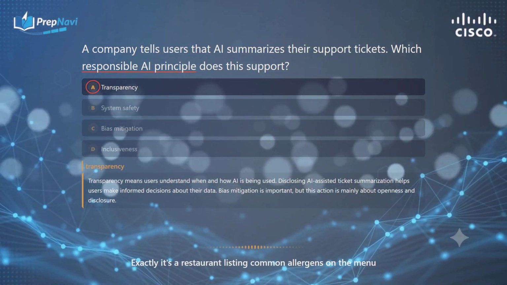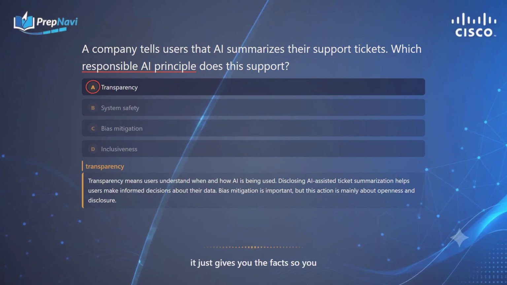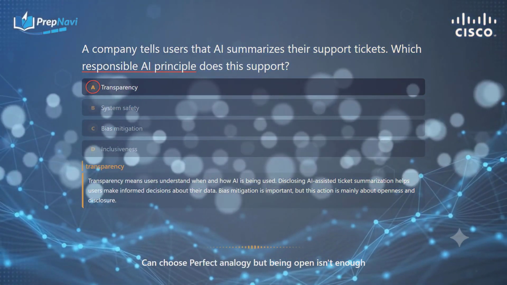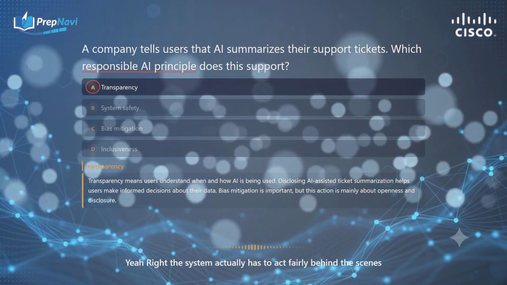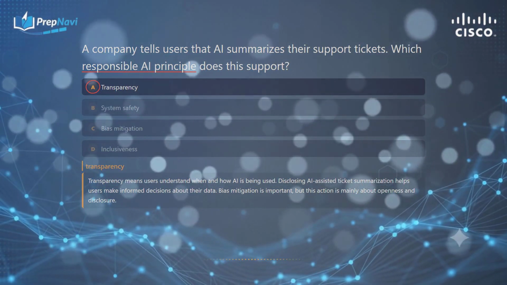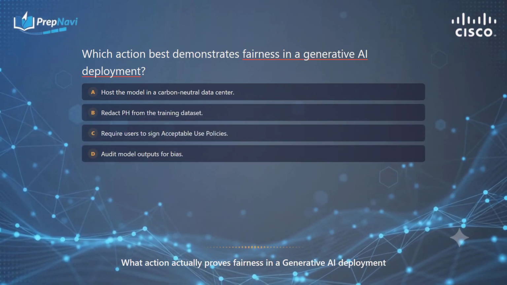Exactly. It's like a restaurant listing common allergens on the menu. The warning doesn't change the ingredients. It just gives you the facts so you can choose. Perfect analogy. But being open isn't enough. Right? I mean, the system actually has to act fairly behind the scenes. Which leads to our final concept. What action actually proves fairness in a generative AI deployment?